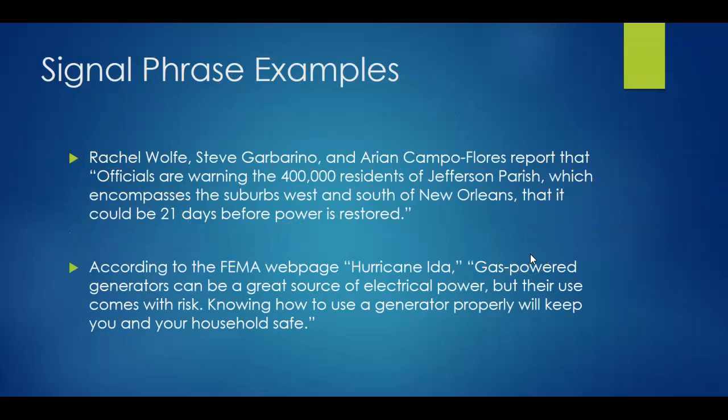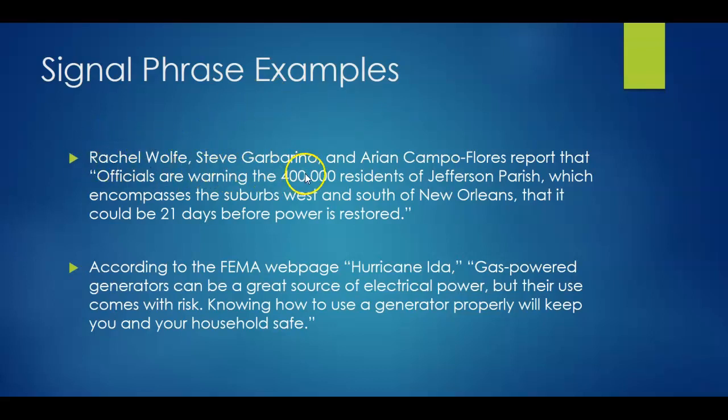Usually signal phrases will follow one of two patterns: either the author's name and then a verb, or "according to" and then whatever the author's name is, or in this case, the title. So we have two different kinds of sources here. And if you remember back to the works cited entries, one of them started with an author's name, Rachel Wolf, and then the other one started with just a title. So whatever you start your works cited entry with is what you will use as your signal phrase.